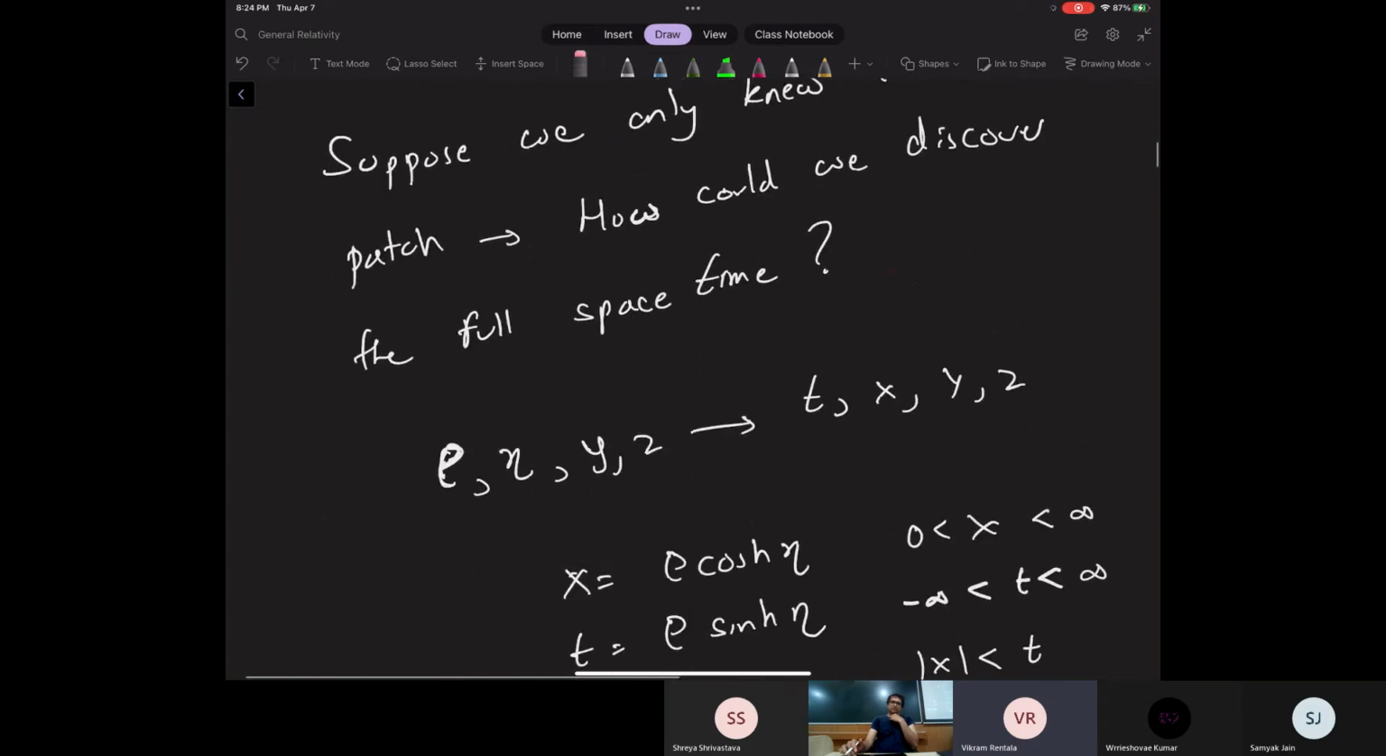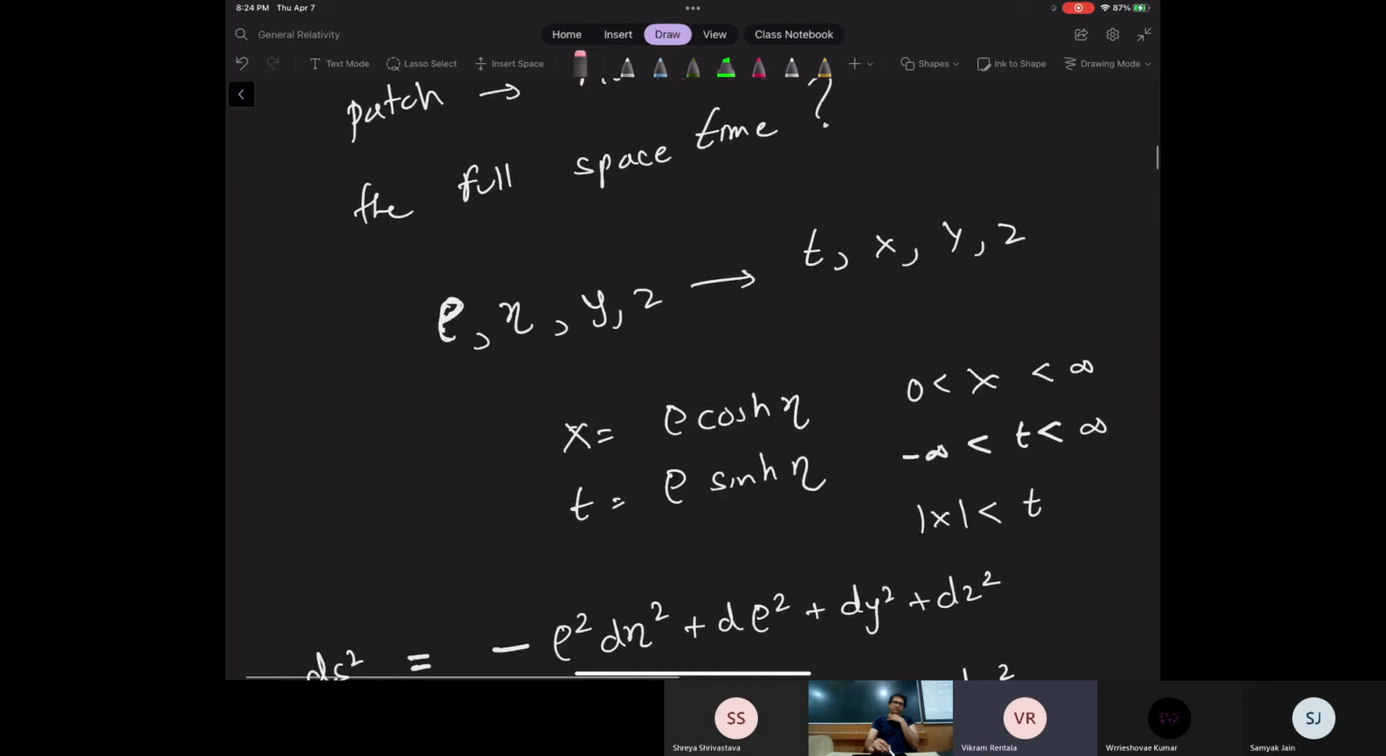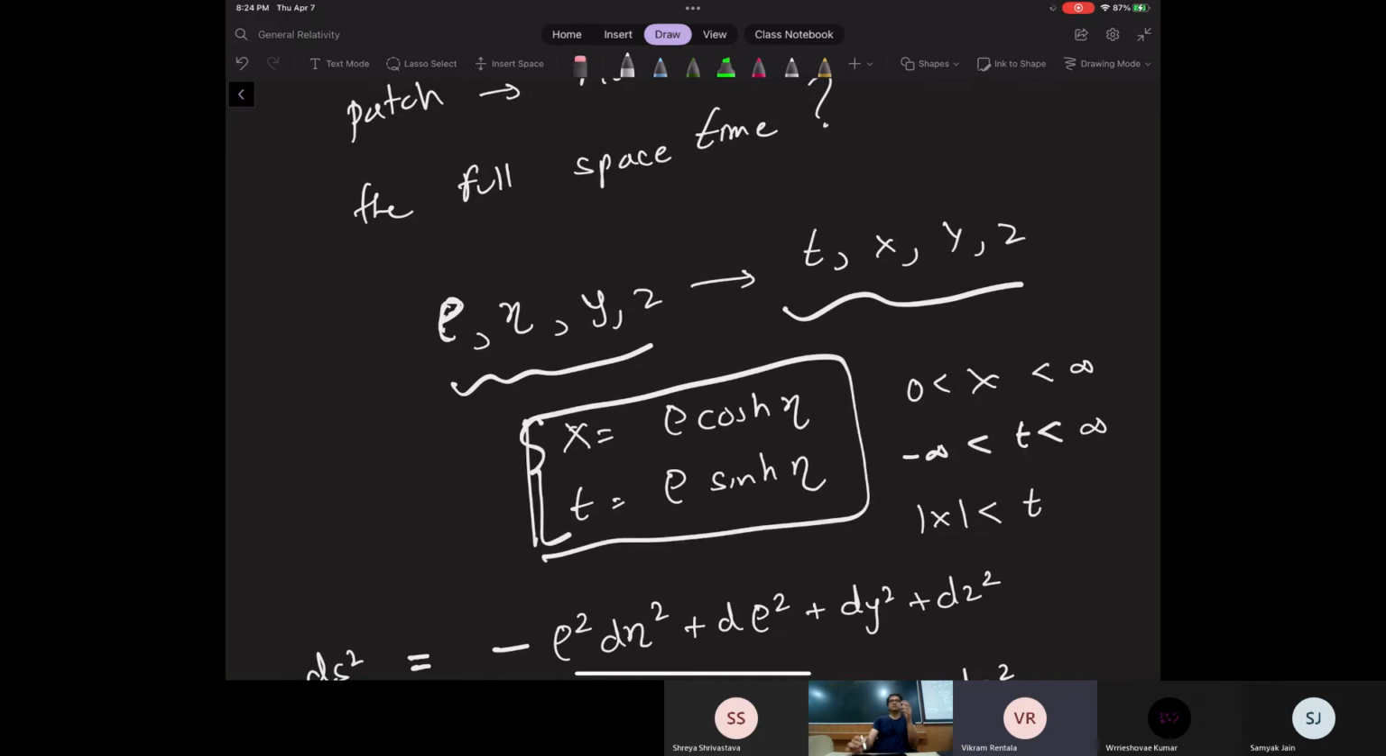So that is, if you only had rho, x, y, z. Okay. Well, one thing you could have done is just say, let me be clever and somehow guess that there is such a coordinate transformation. Okay. So let me somehow guess that there is a coordinate transformation: x is equal to rho cos theta, t is equal to rho sin theta.